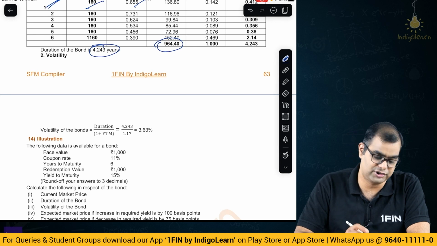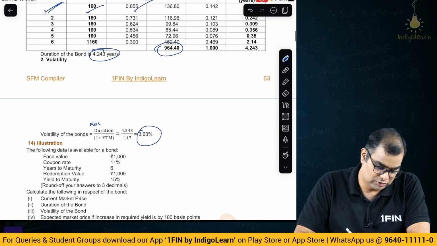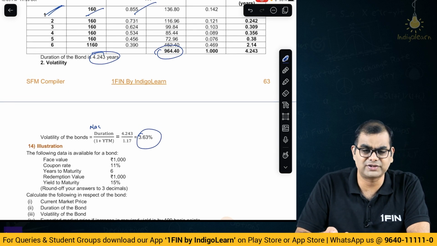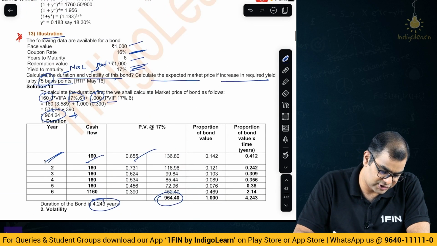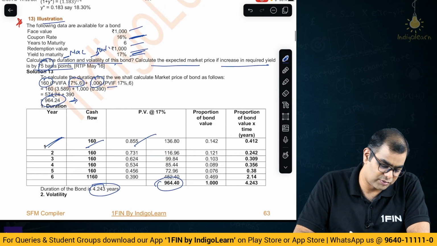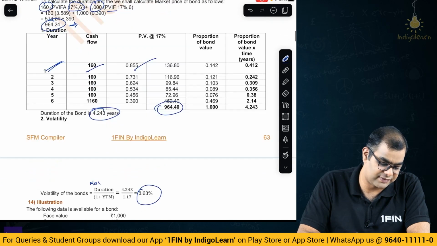How do you find out modified duration? Modified duration is the Macaulay duration divided by 1 plus YTM, which is 3.63. Now, YTM is 17%, so 1 by 1.17, 3.63. Now, I don't think they've answered this question. Calculate the duration volatility of this bond. Calculate the expected market price if the increase in required yield is by 75 basis points.